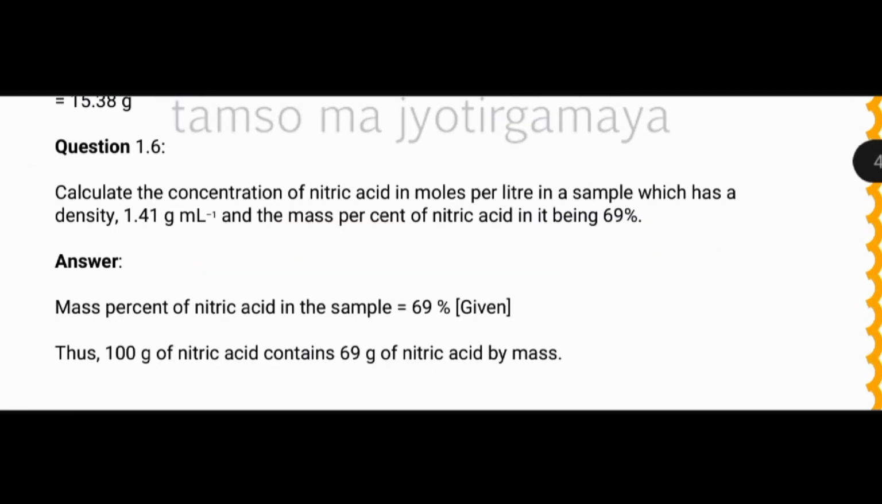Question number 6. Calculate the concentration of nitric acid. बच्चे आपको क्या करना है? नाइट्रिक एसिड की कंसंट्रेशन निकालनी है। किस में निकालनी है? मोल्स पर लीटर। तो you don't think so, मोल्स पर लीटर इज द यूनिट ऑफ मोलैरिटी। So indirectly वो ये कहना चाह रहा है कि you have to calculate the molarity of nitric acid which has a density 1.41 ग्राम पर ml, जिसकी डेंसिटी कितनी है? 1.41 ग्राम पर ml है। And the mass percentage of nitric acid is 69%, और जो मास परसेंटेज है वो कितनी है?